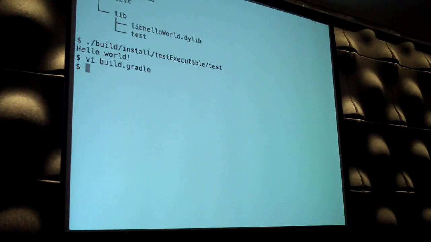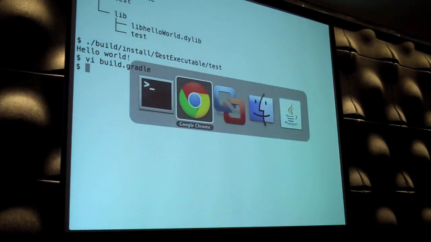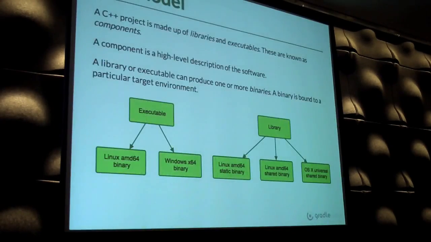So, libraries, all very exciting. We touched on this a little bit. I just want to talk about the model that's underlying all this stuff. The model is that a C++ project is made up of libraries and executables. These are the high-level descriptions of the software. This says what this thing is. This is a library. This is an executable. It doesn't say anything about how it's built.